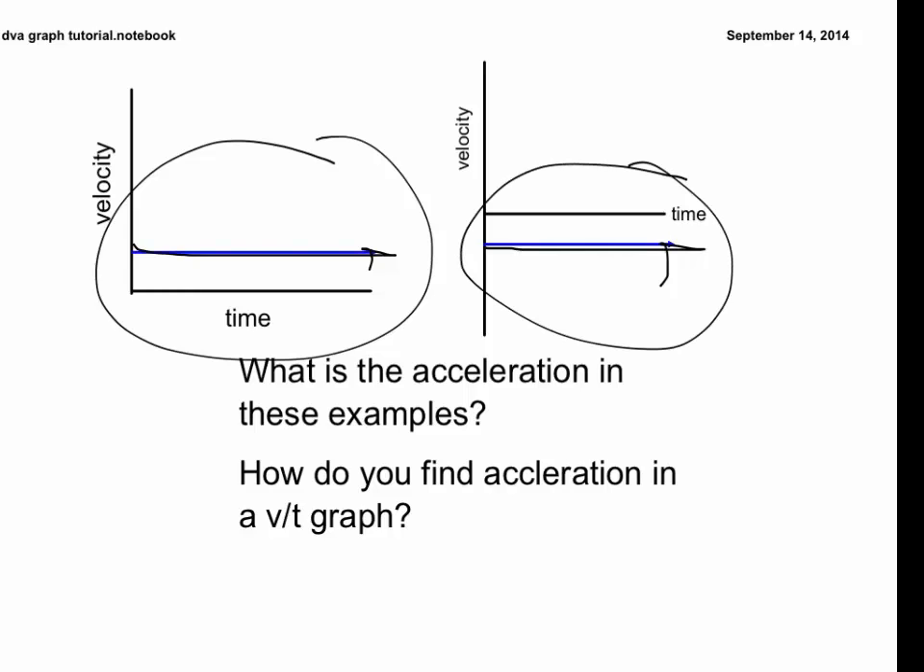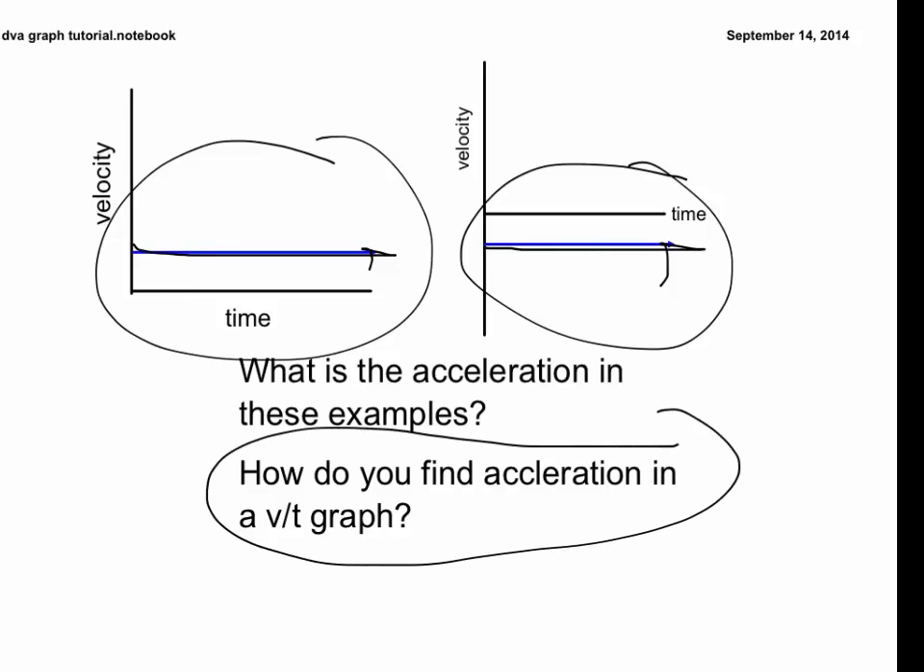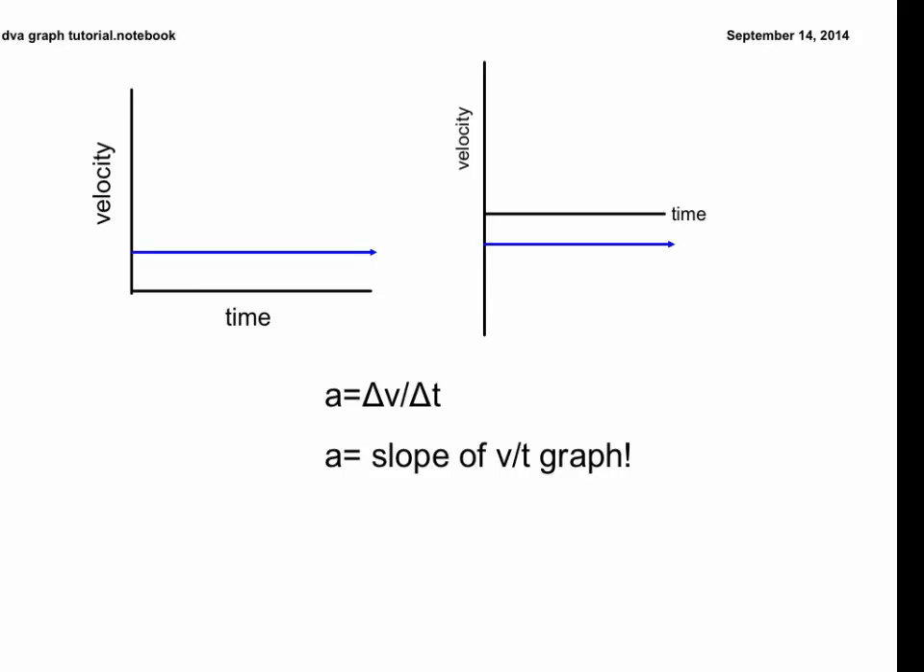But based on both of these graphs, could we find the acceleration? I think we could if you can answer this question down here. How do you find acceleration in a velocity-time graph? Of course, you should remember from last week, on a velocity versus time graph, the acceleration is just defined as change in velocity over change in time, or in other words, it's the slope.